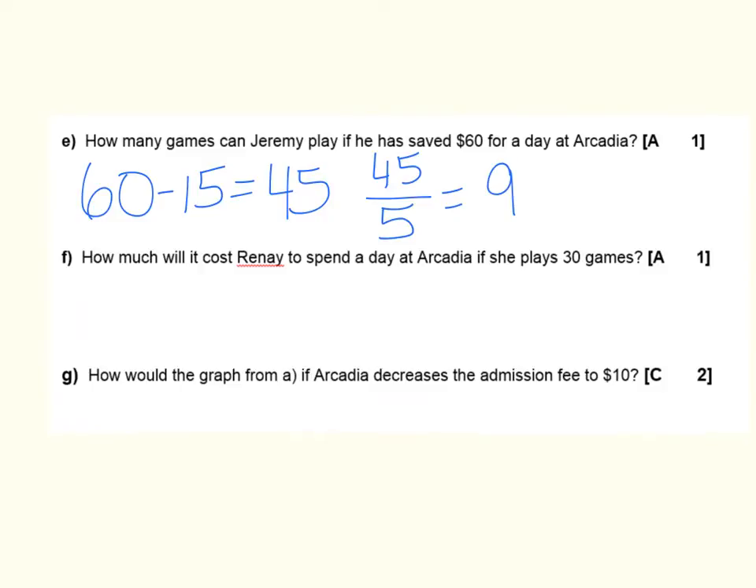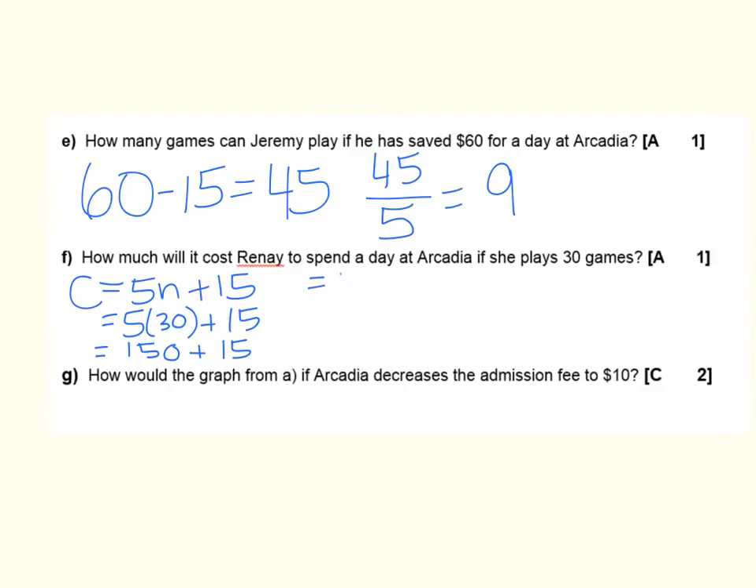F. How much will it cost Renee to spend a day at Arcadia if she plays 30 games? And so with this one, what I can do is plug the value into the equation that I wrote earlier. If you recall, n represents number of games, so I can plug it into there. So 5 times 30 plus 15 equals 150 plus 15, and that equals 165. So Renee would spend $165 if she played 30 games.